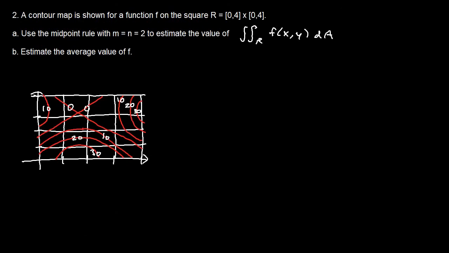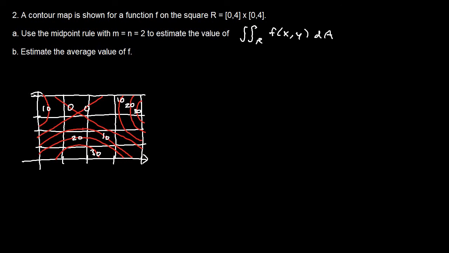Now moving on to number 2, a contour map is shown for a function f on the square R. The x values range from 0 to 4, and the y values also range from 0 to 4. For part A, we have to use the midpoint rule with m and n both equaling 2 to estimate the value of the double integral of f, or in other words, the volume of the solid under the surface of f. And then for part B, we have to estimate the average value of f, and I'll talk a little bit more about that later.